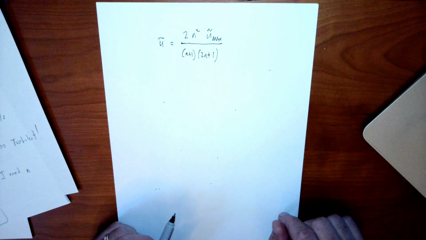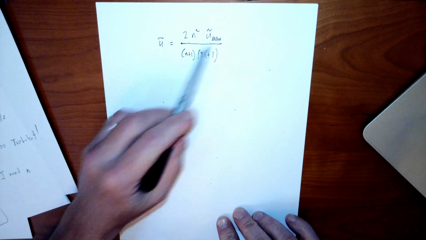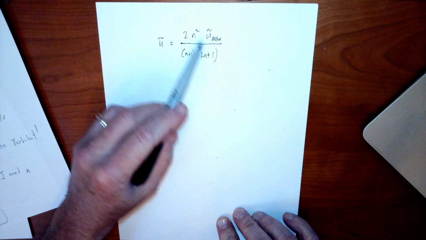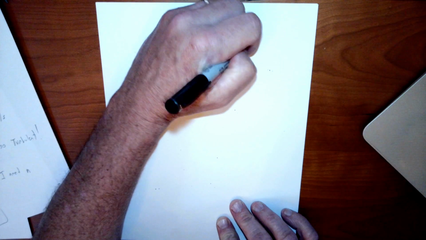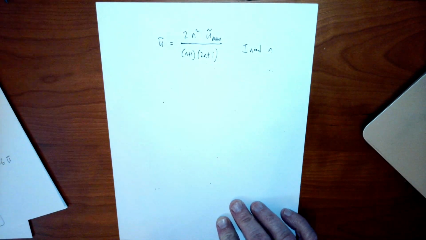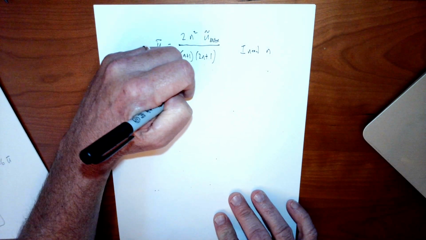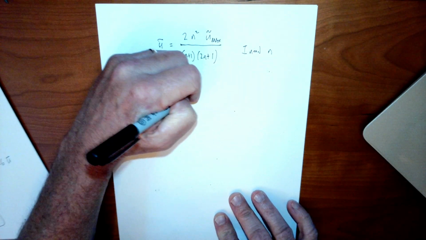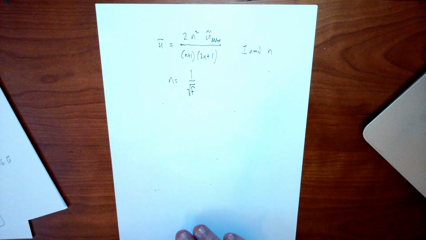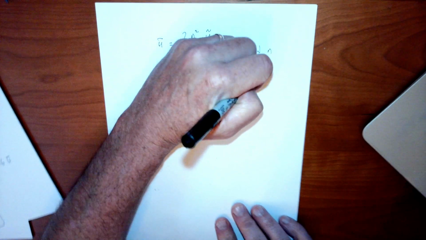And it's pretty easy, except I have my U max. I know my U bar here. So I have one unknown, one equation if I knew n, but I need n. And n, we know how to find n too. n is equal to 1 over the square root of the friction factor. All right, so there's that. So I need f.